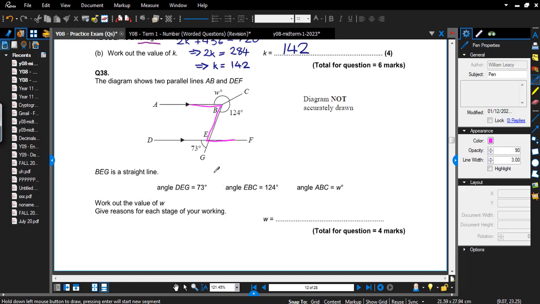Work out the value W. So W is there. So we're looking for this angle. We have 1, 2, 4. If we get angle B, we have a circle. We have that 1, 2, 4, and a circle here. So if we get angle at B, we'll be able to find W. Give reasons.